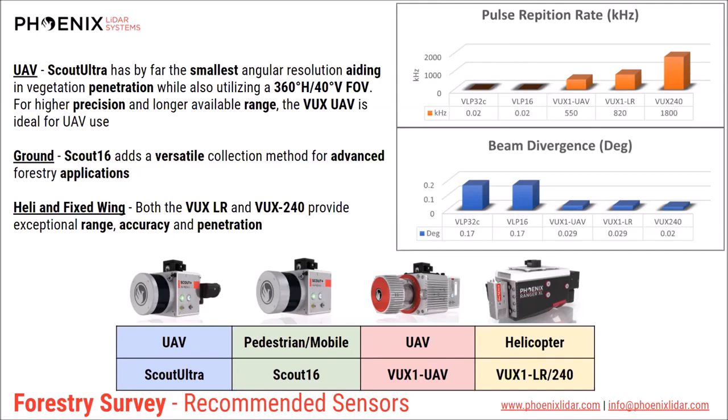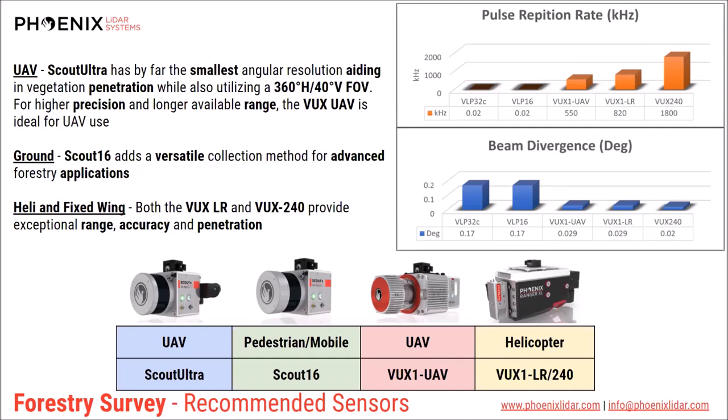Conversely, the Vox UAV has an extremely high precision and a very tight beam divergence, making it very effective in penetrating large forest structures or even tall trees with thick underbrush. Two sides of the same coin in terms of how to approach the UAV perspective.